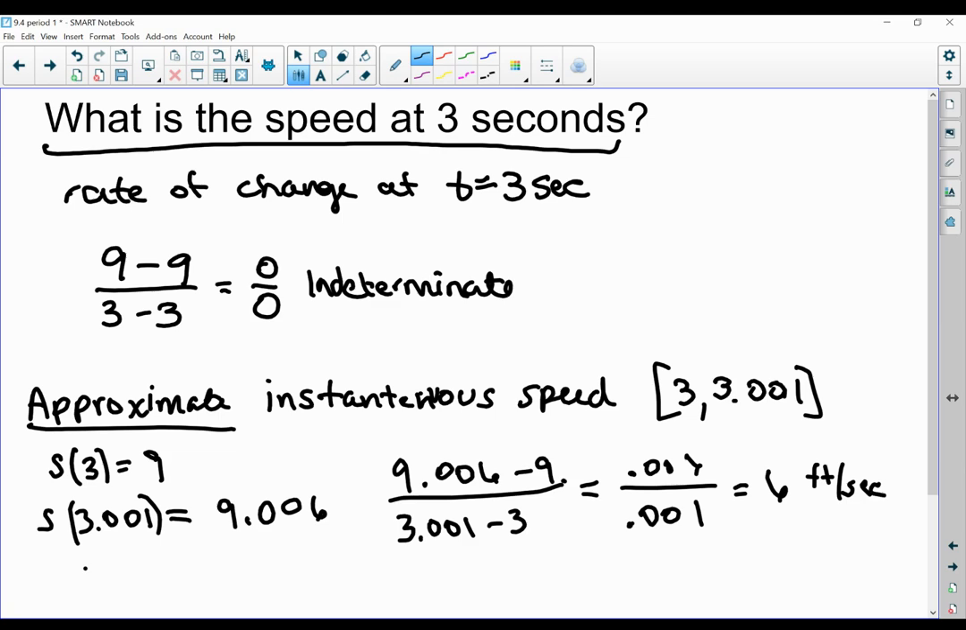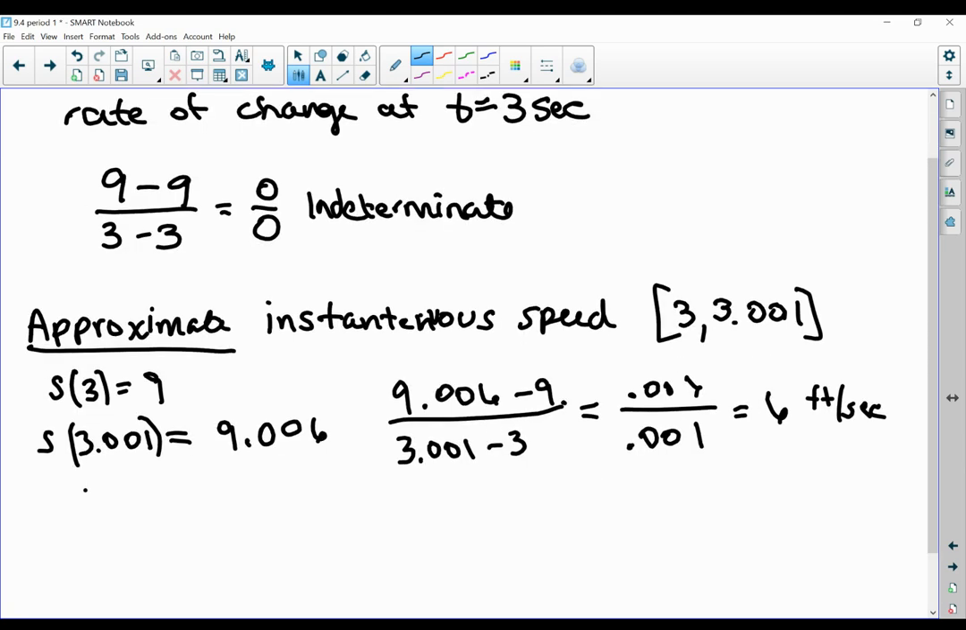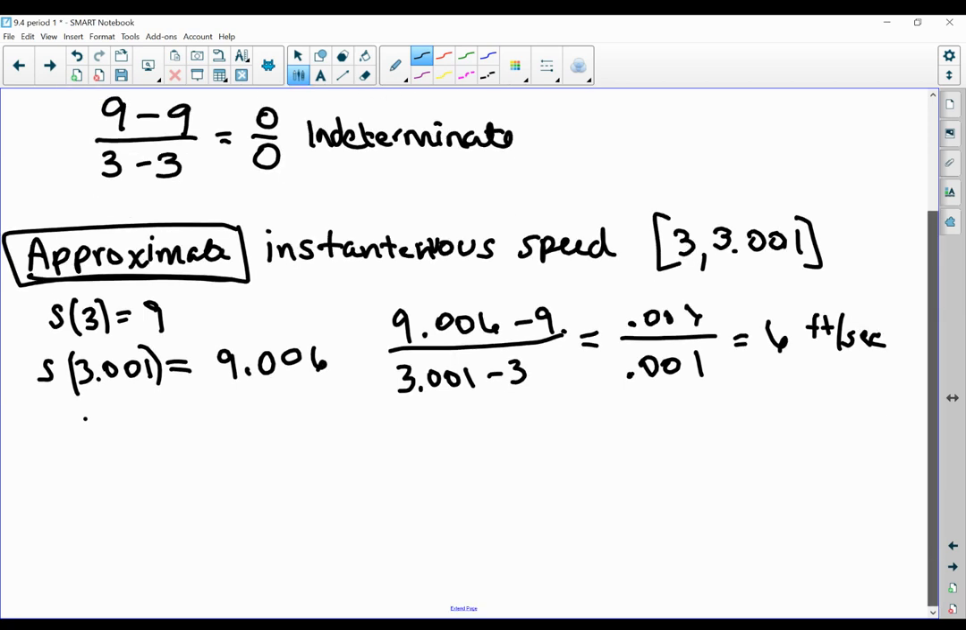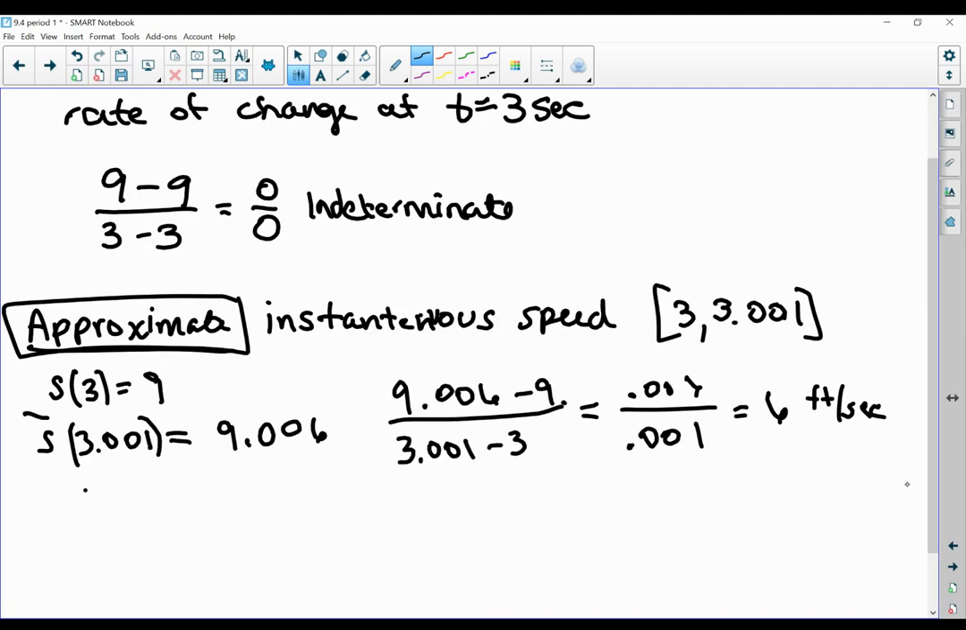Now, this isn't the exact speed. What we've done is approximate the rate of change at 3 seconds. So we can probably say within a fairly certain confidence level that the speed at 3 is 6 feet per second. But we didn't find it exactly. We actually just approximated it. So the question is, how do we calculate this exactly? So here's what we're going to do. We're going to go on a little theoretical journey here.